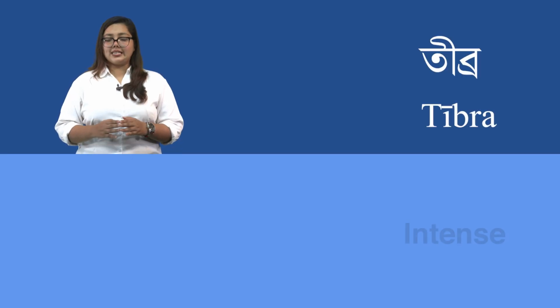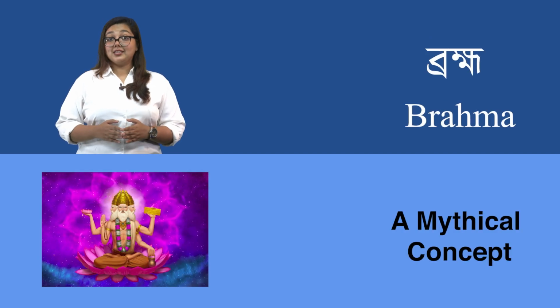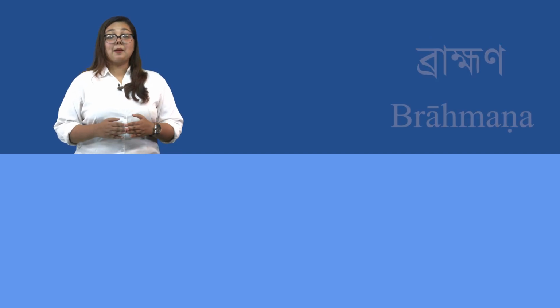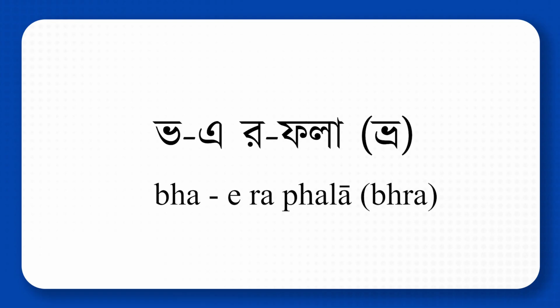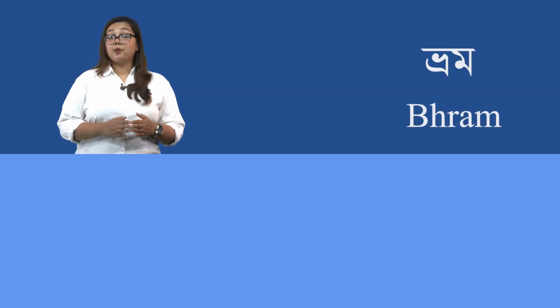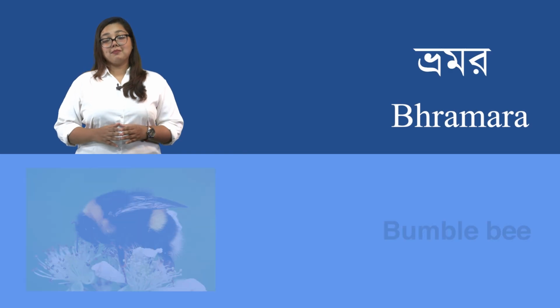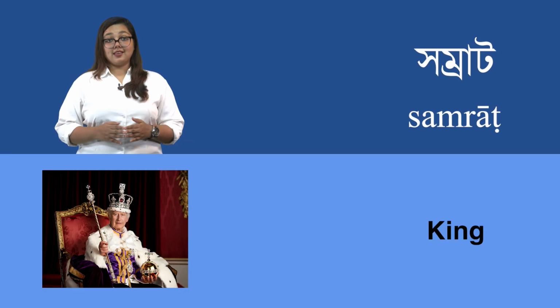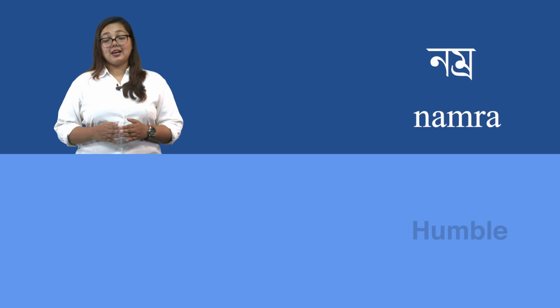The second conjunct is ব-এ-র-ফলা. In words, we have tibro, which means intense, brahmo, a mythical concept, and brahmon, which is a caste. The third cluster is ভ-এ-র-ফলা. We have bhromon, which means travel, bhrom means illusion, and bhrumor means bumblebee. The last cluster is ম-এ-র-ফলা. In words, Shamrat means king and Nomro means humble.